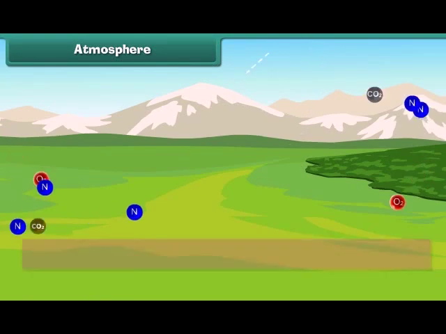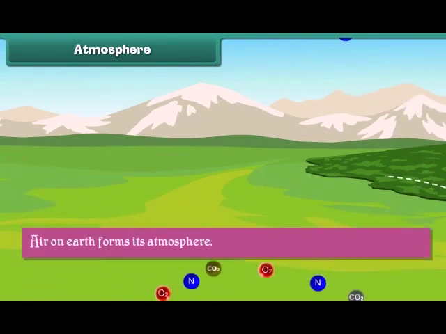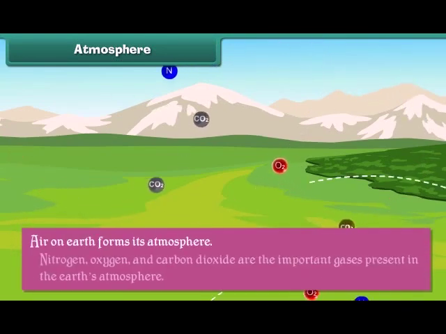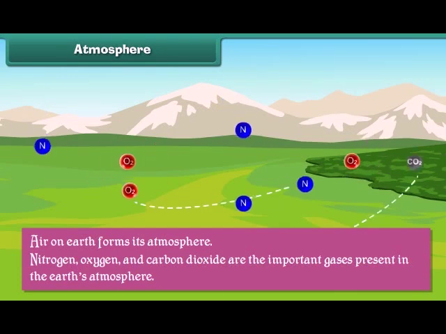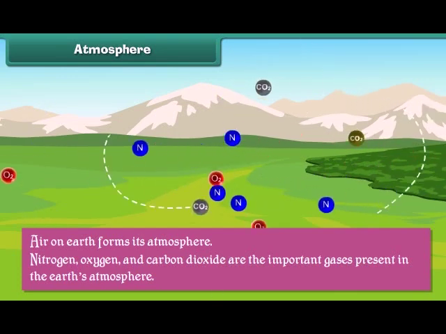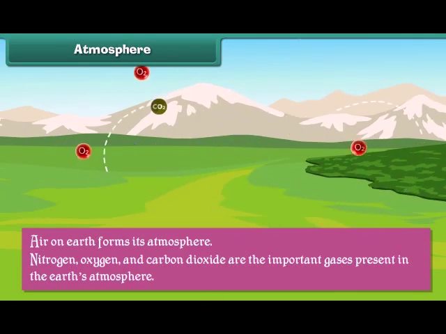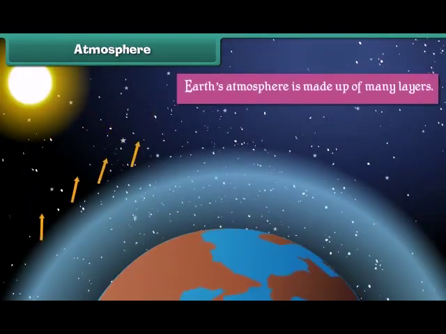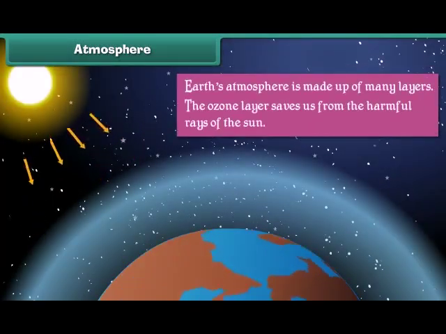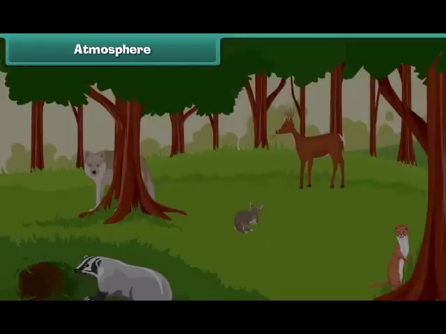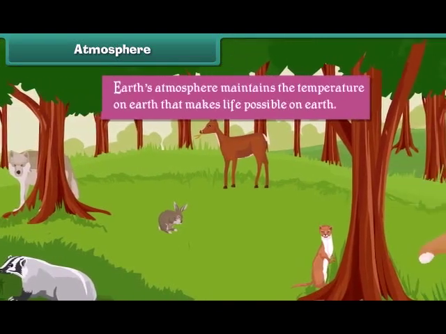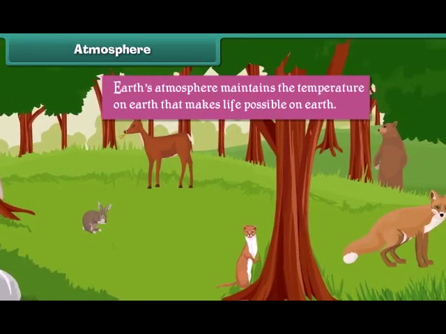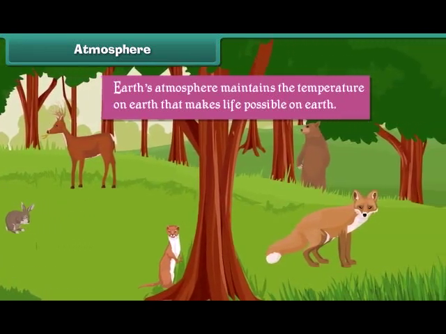Atmosphere. Air on Earth forms its atmosphere. Nitrogen, oxygen, and carbon dioxide are the important gases present in the Earth's atmosphere. Earth's atmosphere is made up of many layers. The ozone layer saves us from the harmful rays of the sun. Earth's atmosphere maintains the temperature on Earth that makes life possible on Earth.